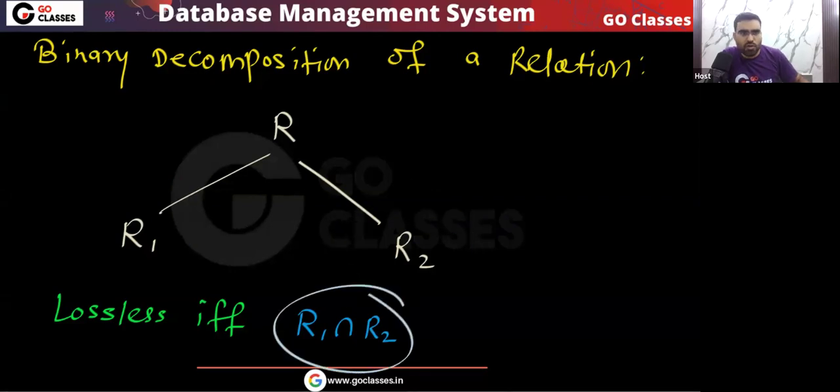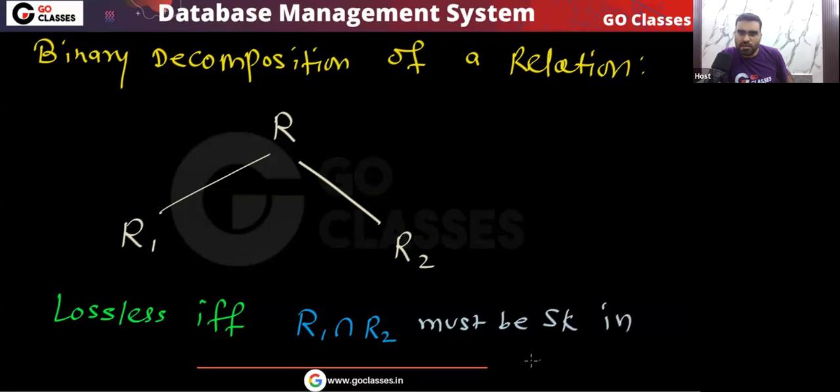Yes or no? The set of common attributes must be a super key. This R1 intersection R2 must be a super key in R1 or R2. Yes or no? In at least one of them, the common set of attributes must be a super key. Then you will say that it is a lossless decomposition. Yes or no?